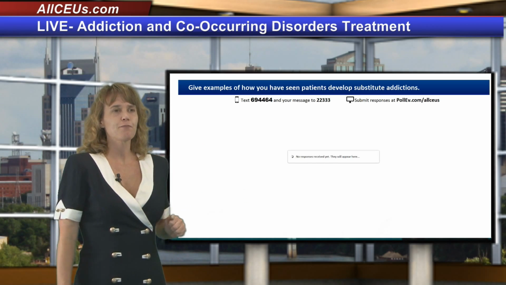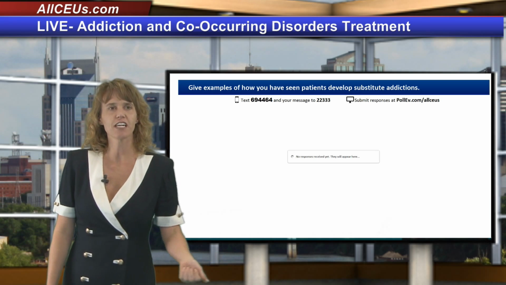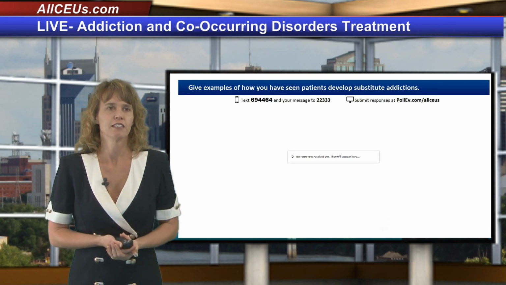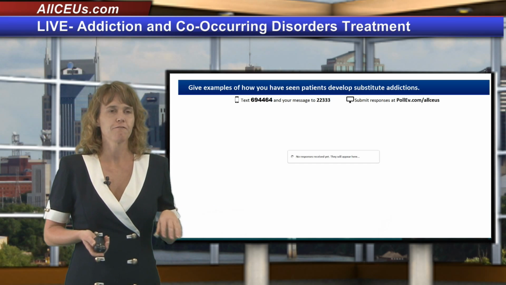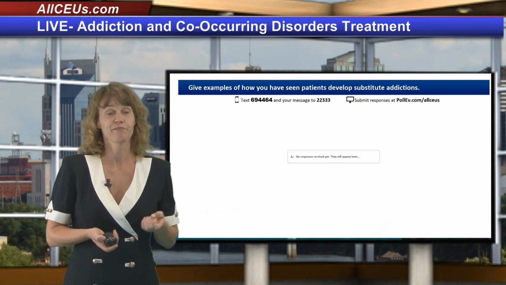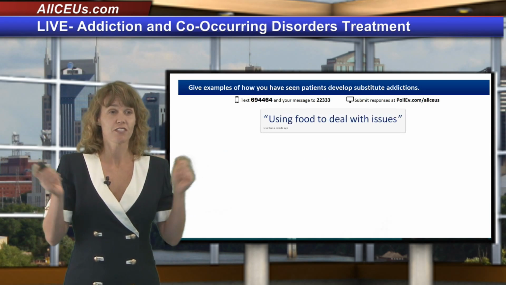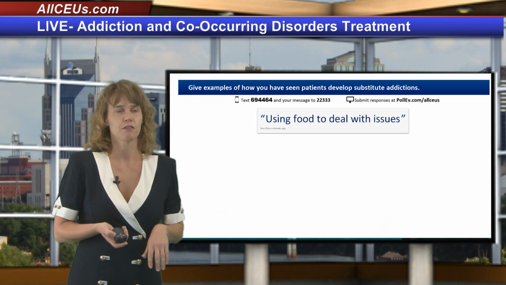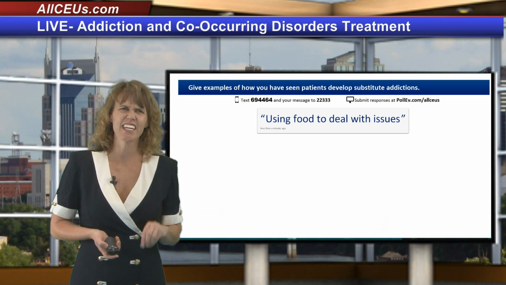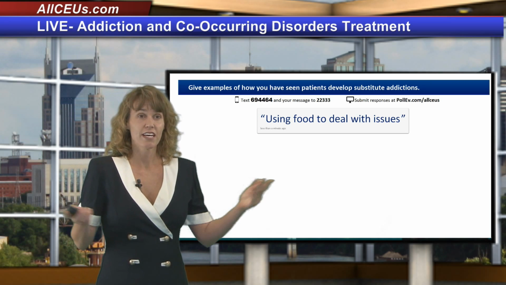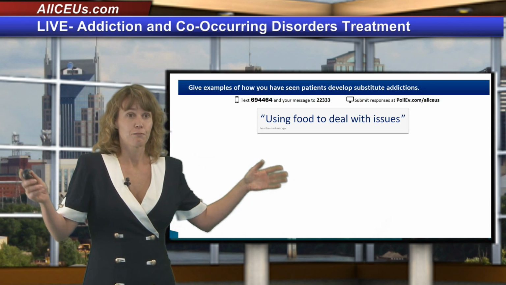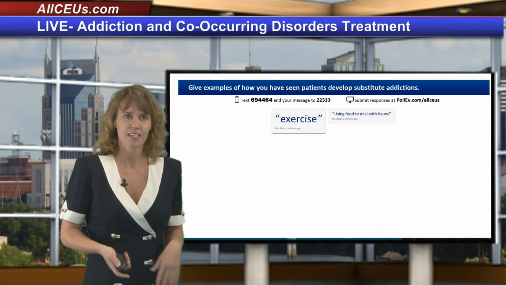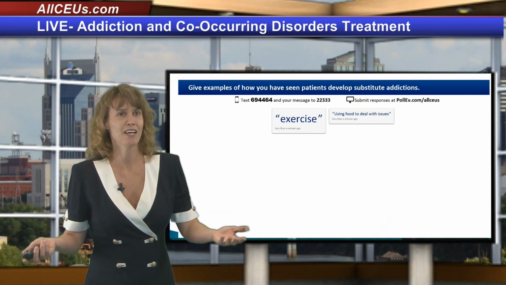So give me examples of how you've seen patients develop substitute addictions. What substitute addictions have you seen out there? I gave you the example of food and sex. So I took the two big ones off the table. Yeah, using food to deal with issues. Our society kind of supports that, though. When somebody dies, people bring food. At a birthday, people bring food. At pretty much any event, people bring food.